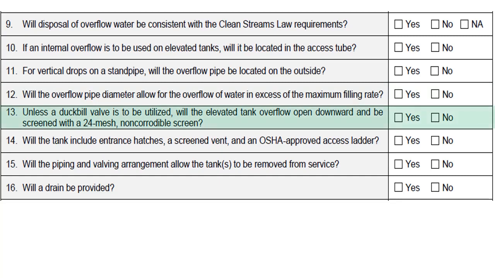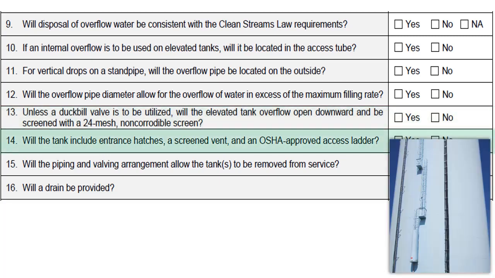Elevated tank overflows should open downward and be screened unless a duckbill valve is used to prevent recontamination from insects. Tanks should include entrance hatches, a screened vent, and OSHA-approved access ladder to ensure safety. Hatches are necessary to enter the tank for cleaning, inspection, and repairs. Vents are necessary to equalize tank pressure.